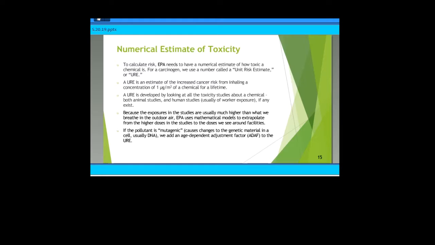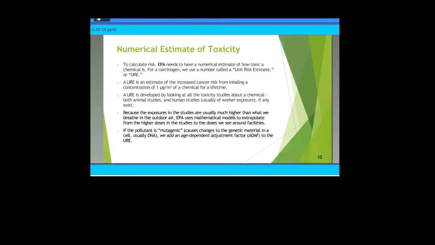So to calculate risk, EPA needs to have a numerical understanding of how toxic a chemical is. How much of it do I need to breathe in before I have an adverse effect? For a carcinogen, we use a number, and it's actually an analysis. It gets boiled down to a number with a whole lot of words around that number. But the number itself is called the unit risk estimate, and for shorthand, we just call it a URE. And it's developed looking at all the toxicity studies about a chemical, both animal and human. And the human studies are usually worker exposure. That happens unintentionally, of course. And some pollutants we have worker exposure for, and not all of them. For ethylene oxide, we actually do.